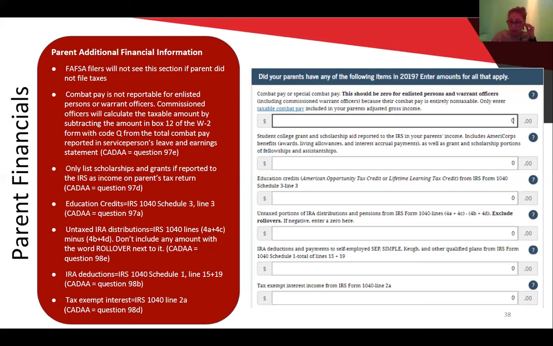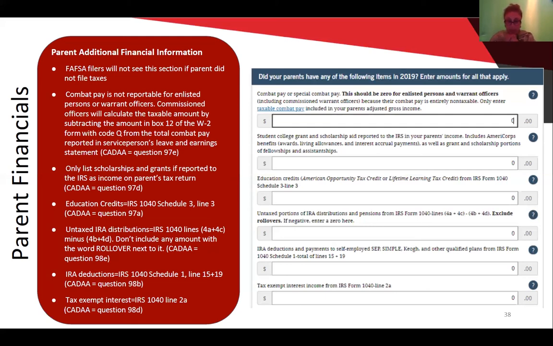Combat pay, just detailing a little bit more, is not reportable for enlisted persons or warrant officers. Commissioned officers will need to calculate this amount by subtracting the amount in box 12 of the W-2 form with designation of code Q from the total combat pay that can be found on their leave and earnings statement. Okay, so combat pay is only taxable. That should be reported here.